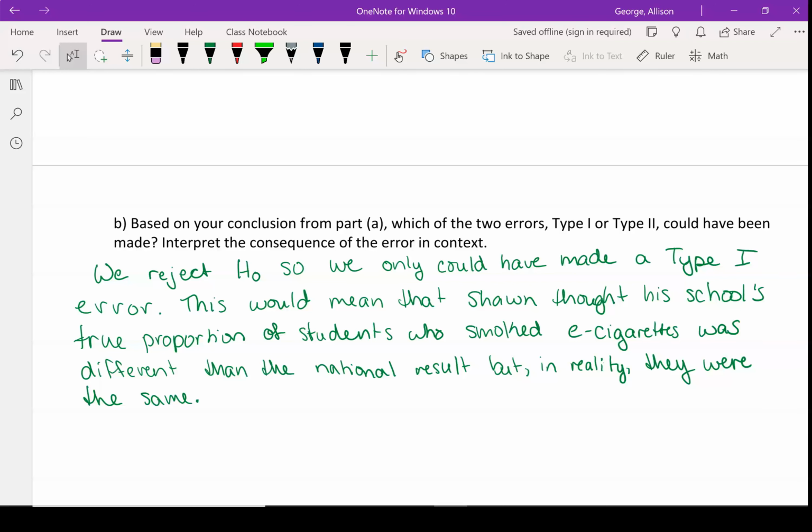So maybe they were applying for funding for a grant, and they thought they were different than that cutoff, and that was part of the reason they were able to get money. But in reality, that wasn't true, and then maybe they had to give the grant back. Different things like that. There could be some level of consequences. For a question like this, if they're going to ask you what the consequences are, they will have laid it out in the problem for you. It's not something you're going to have to guess at. But they do want the context. They do want to know, what does this mean in the situation?